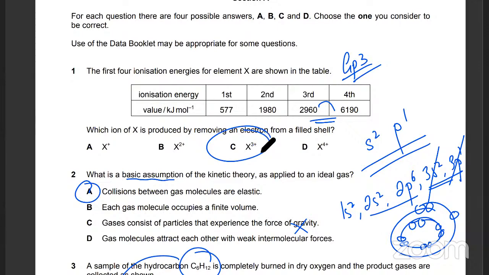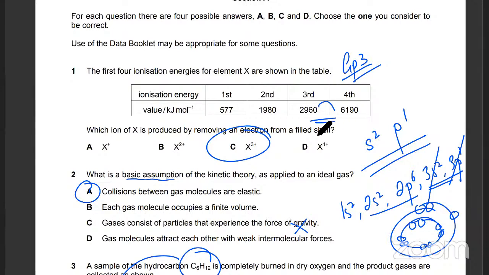And remember, read the question carefully. Even in this one, there was little chance of making a silly mistake, because even if you go for group 3, it's going to be X3+. But sometimes they would have a similar question and they'll say, which ion of X is produced by removing an electron from a filled orbital? If that was the question, what would be the answer in that case?